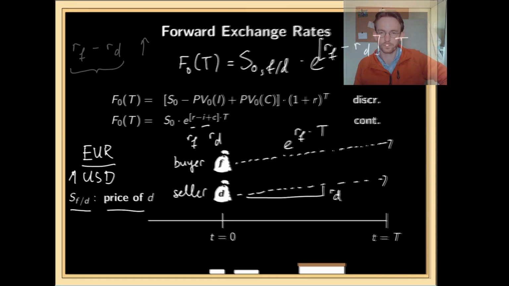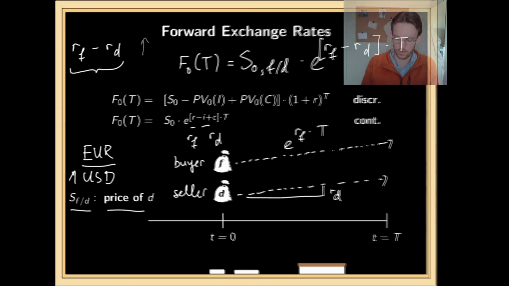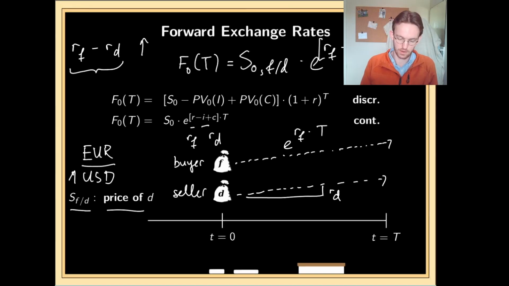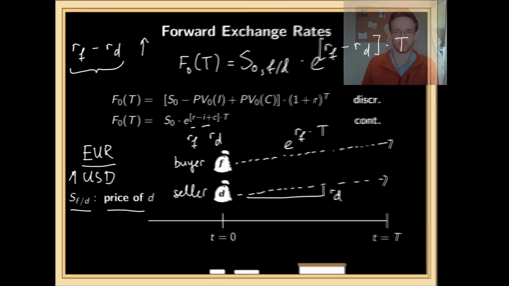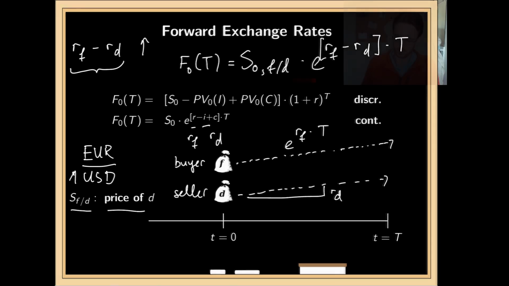And one way to look at this is if you realize that this differential right here, if that goes up, that means that R_F becomes relatively more attractive, which is advantageous for the buyer. Conversely, the seller will be at a disadvantage and he should be compensated for this by a higher forward price. So if this differential right here increases, then the forward price also increases. And that's what we also see in this equation.